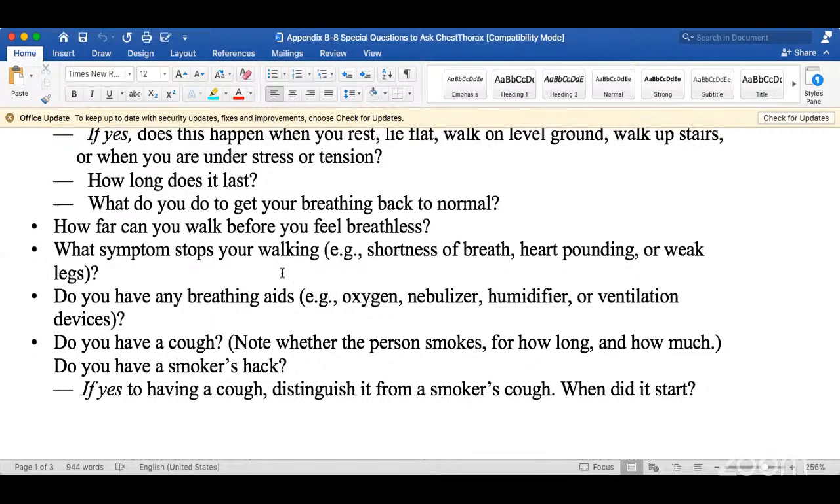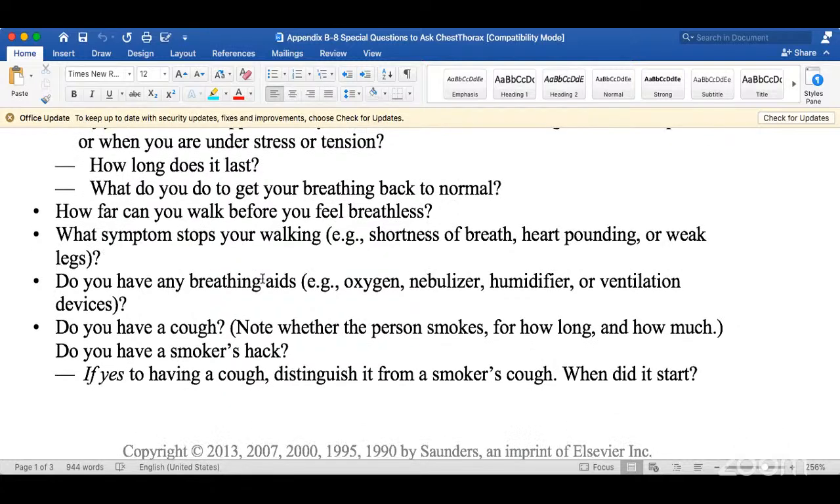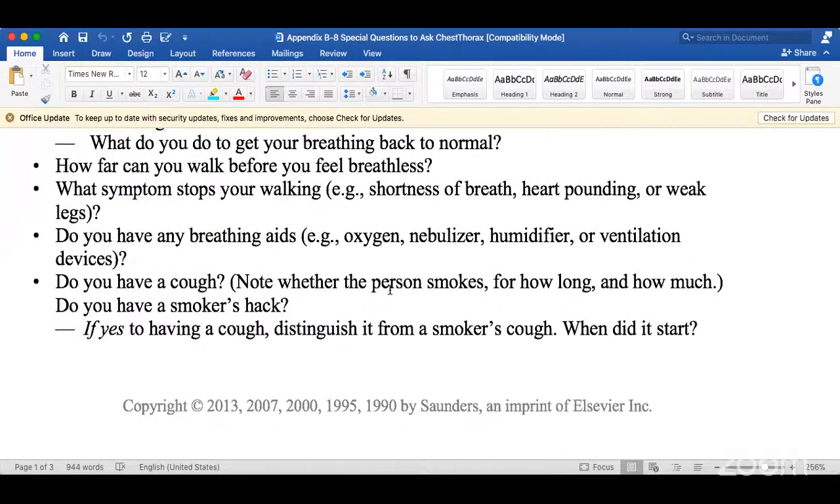What symptom stops your walking? Do you have any breathing aids? So at least the breathing aids will indicate the possibility that it is a pulmonary problem. Just ask them, do you use a nebulizer, humidifier, ventilation devices? It gives an indication that there's a problem that is pulmonary in nature, even though initially the suspicion was the chest. Do you have a cough? Does the person smoke, for how long and how much?